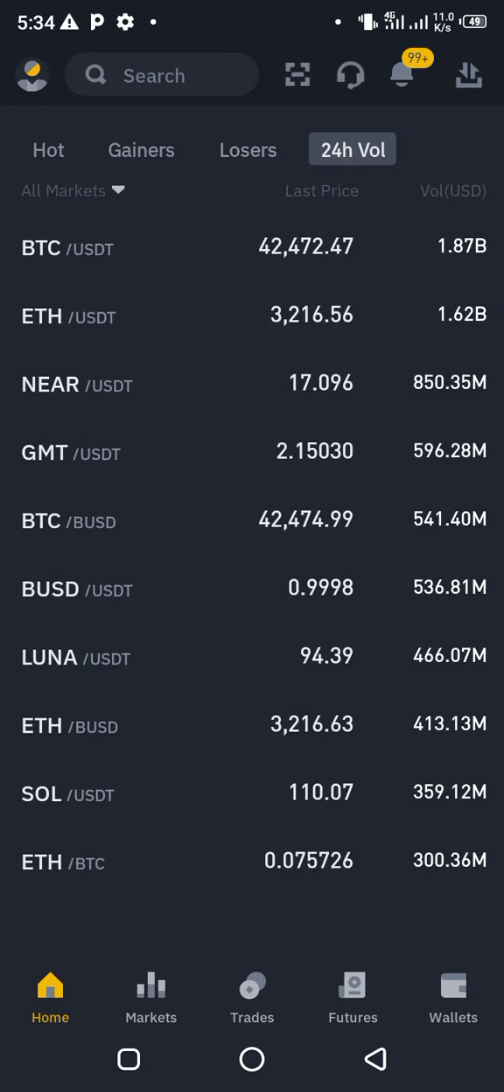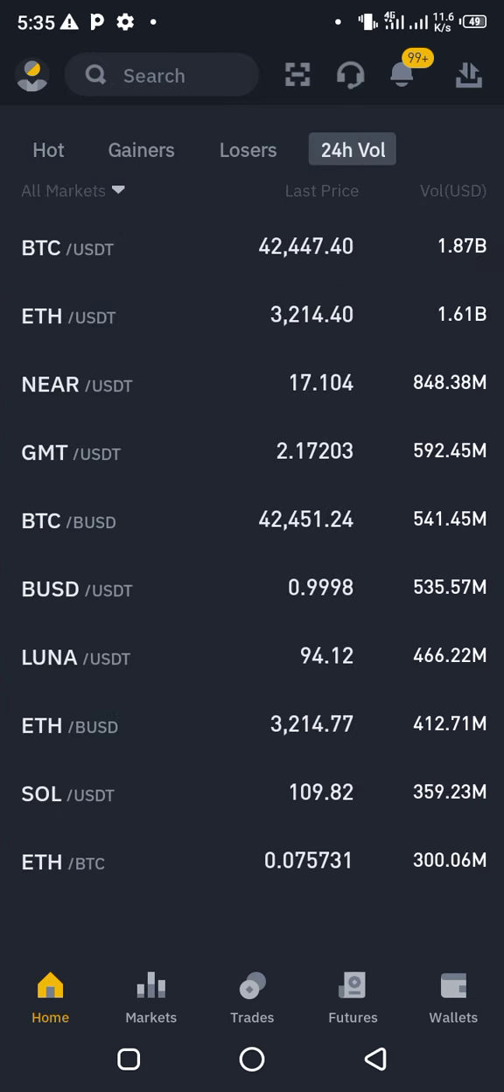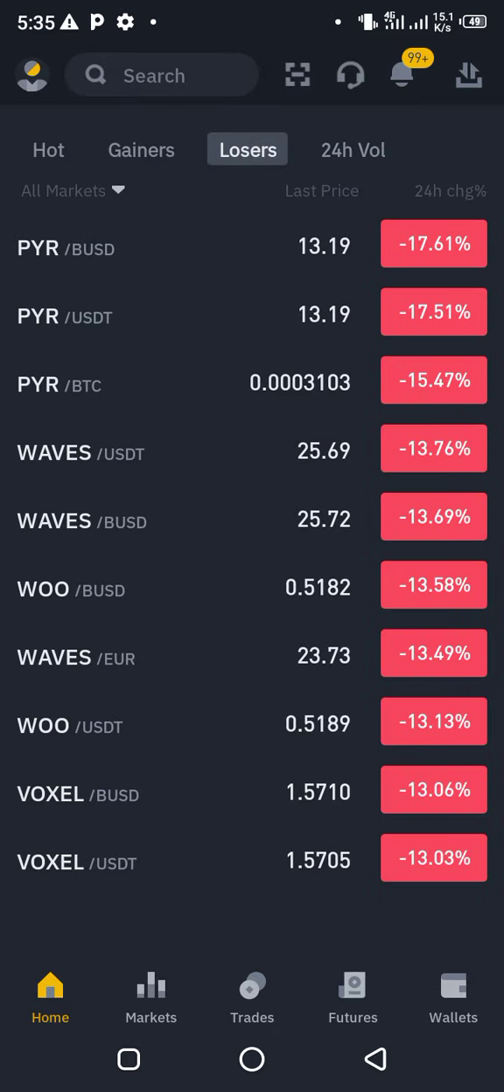Now let's go to the 24-hour volume. We can see the 24-hour volume is almost similar to the hot section. Almost all the pairs you see here, you most likely find them on the 24-hour volume, and there's a reason for that: there's high volume in the market, and that's why it's hot. Good. Having known that, now let's dive into the strategy I'm about to teach you on top losers.